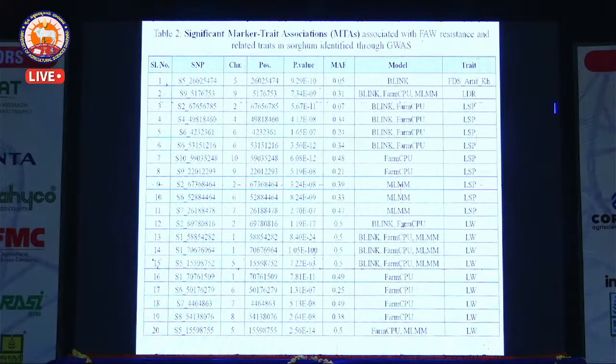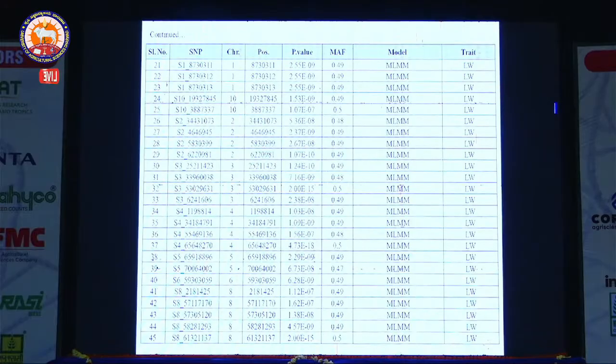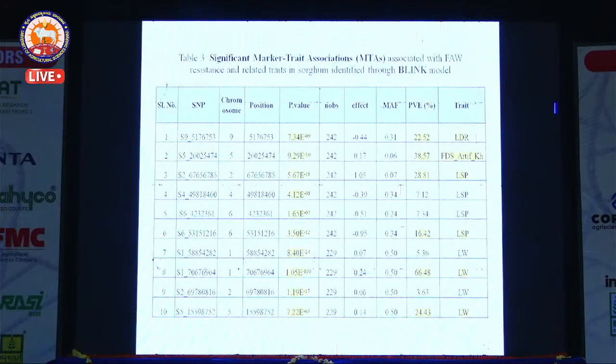After the GWAS, we have got a total of 45 significant marker trait associations for the 4 traits: foliar damage score, leaf damage rating, leaf sheath pigmentation, and larval weight. Some of the traits, you can see, leaf sheath pigmentation, larval weight as well as LDR, occurred in more than one model. So these are the total 45 significant MTAs.